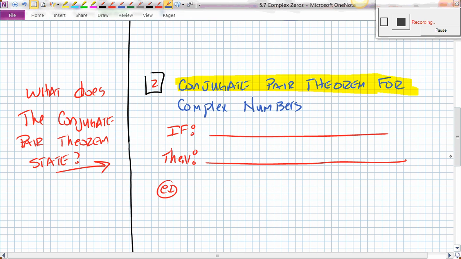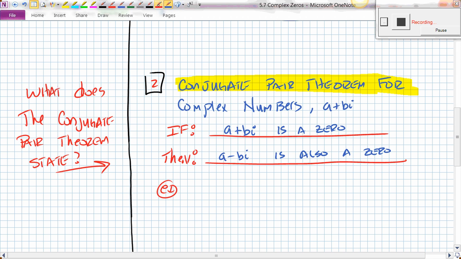Okay, number 2, I'd like to talk about the conjugate pair theorem for complex numbers. It's an if-then statement. And remember, a complex number is any number that's in the form of a plus bi. A complex number, real and imaginary, joined together. So if I know that a plus bi is a 0 to my function, then I'm guaranteed a minus bi is also a 0. And that's what the conjugate pair theorem states for complex numbers.